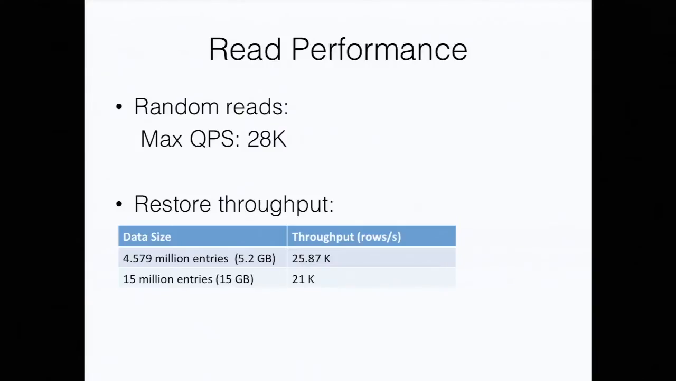What else? Yeah, so we have random reads, which was around 28,000 QPS, and restore throughput, which is, as I said, when the store fails, we restore from Kafka, and we're able to get about 20,000 to 25,000 or 26,000.